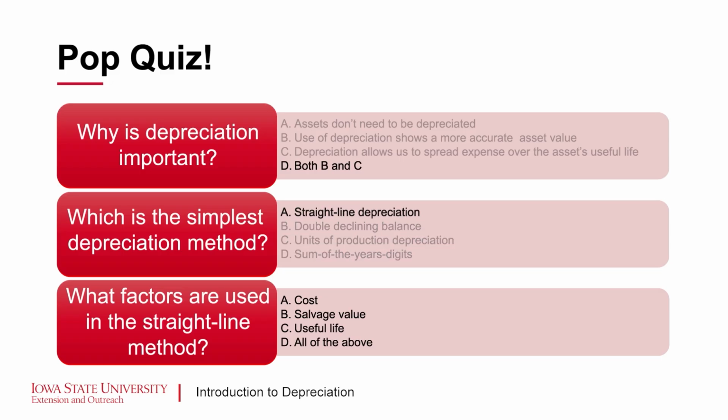Straight line depreciation is the simplest depreciation method. For the last question, what factors are used in the straight line method? The correct answer is D, all of the above. Cost, salvage value, and useful life are all part of the straight line depreciation method.